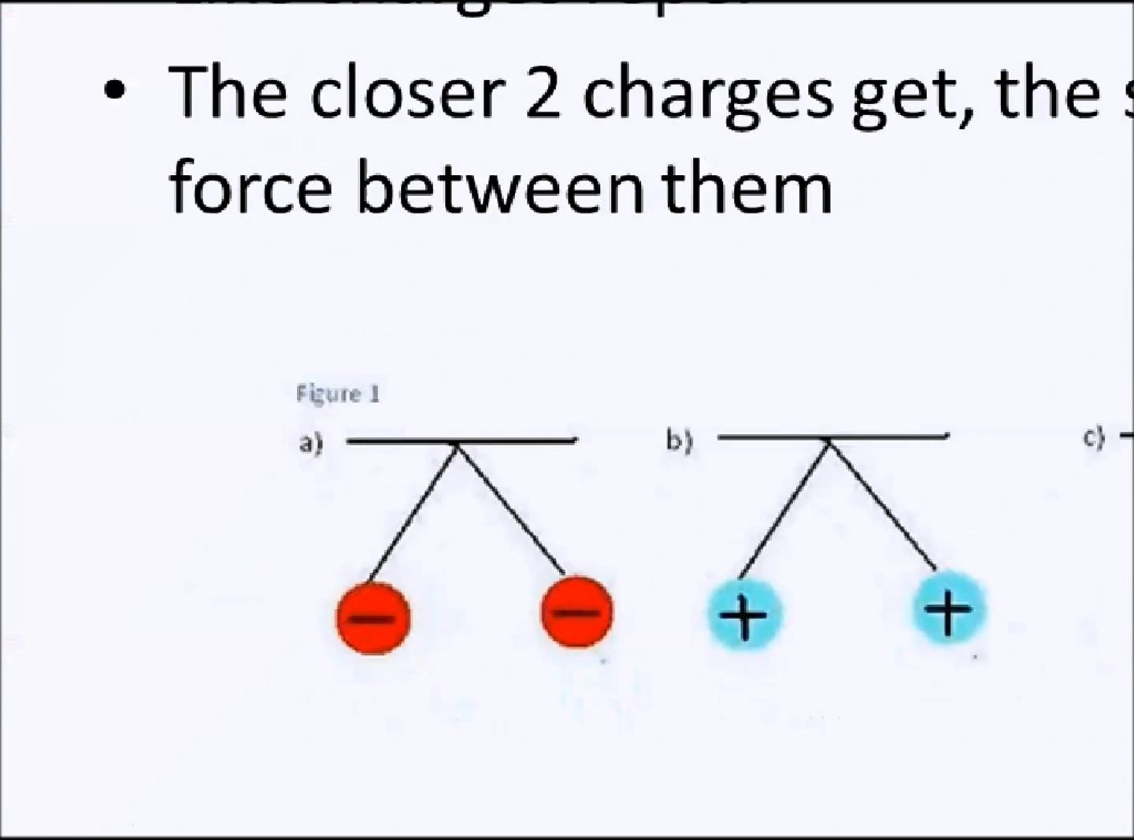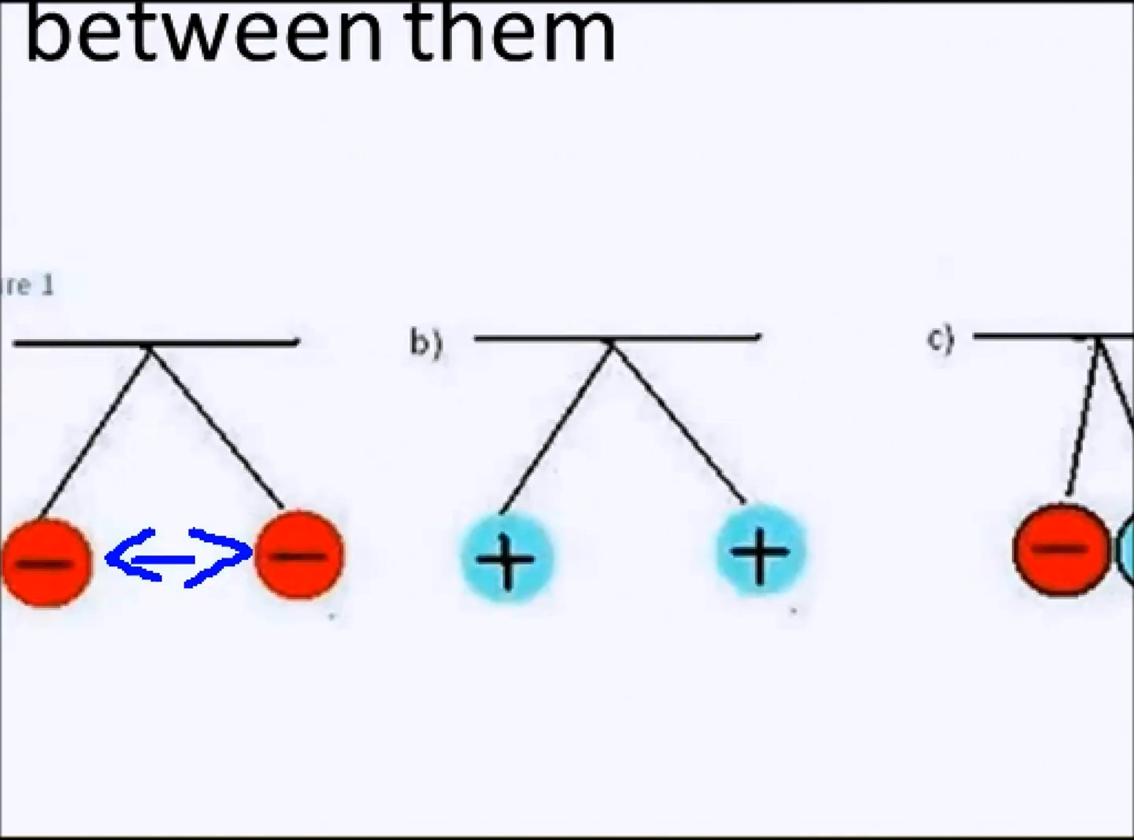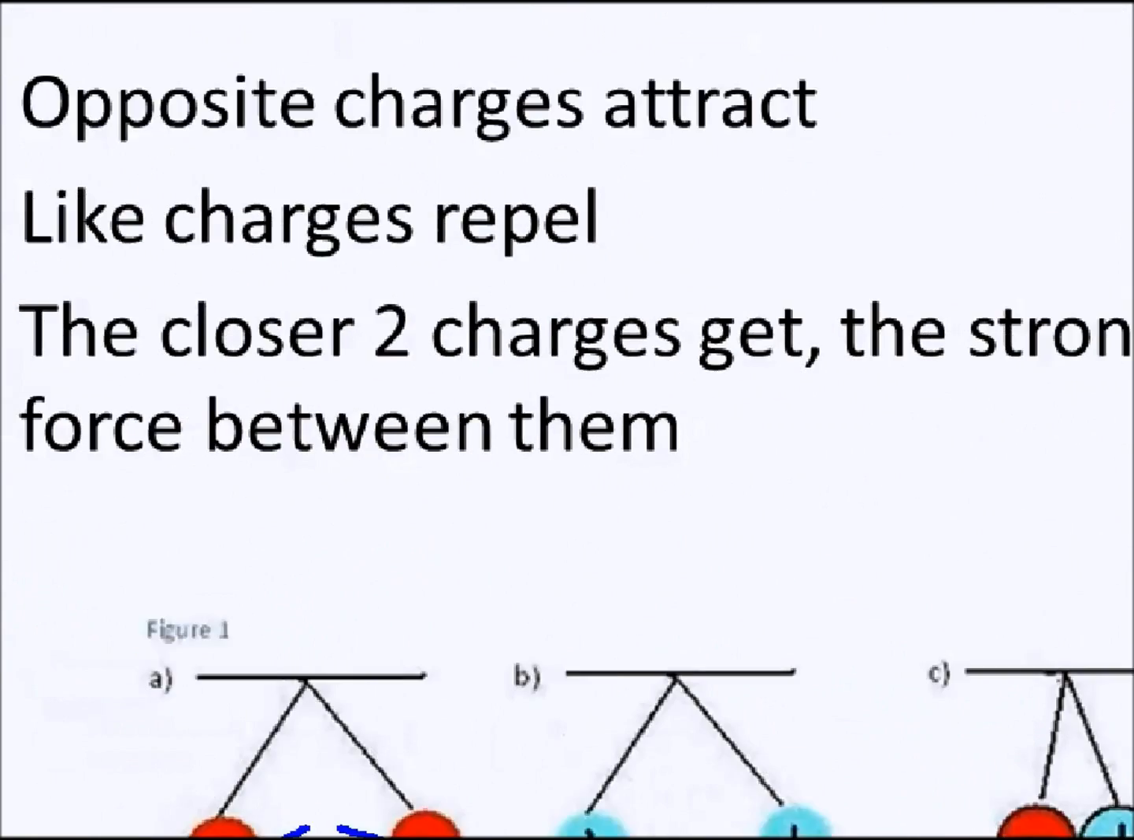So if you were to take these red ones down at the bottom and bring them closer, the force that repels them would get even bigger. Same with these 2. Again, you bring them closer, the force that repels them would be even bigger. Whereas here, they're as close as they can get, but they'd be attracted if they were apart. But the closer they get together, the stronger the force of attraction between them. So the force of attraction is a function of distance, you could say.